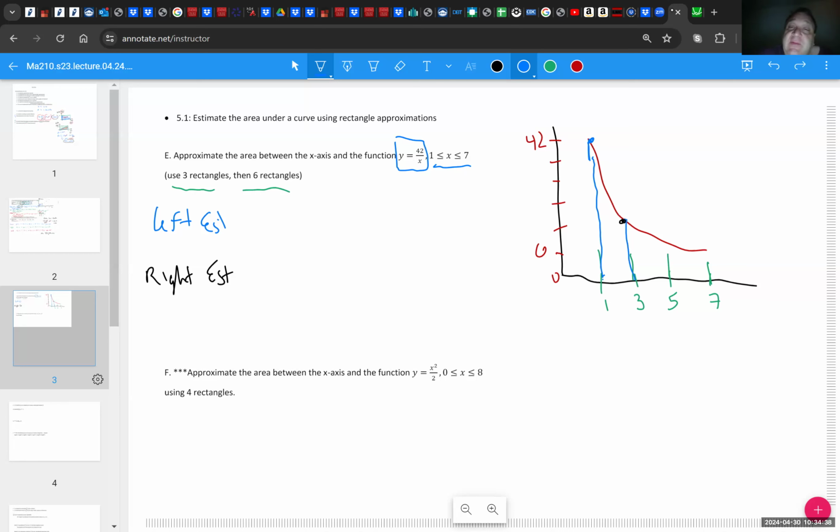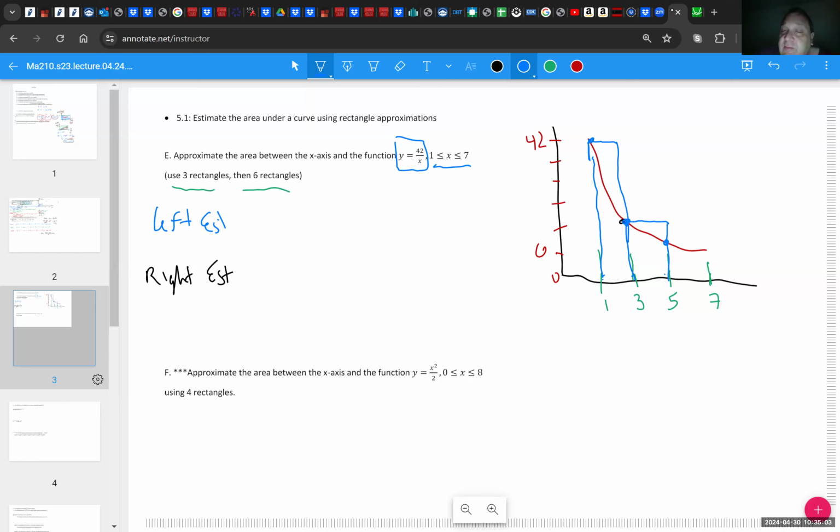So for the left-hand estimate for this first thing, we have to figure out this height here and figure out the area of that rectangle. In the second rectangle, it's from 3 to 5. 3 is right here, 5 is right here. These are the y values. I'm going to be choosing the left-hand y value to make my height. So I go over from the left-hand y value and down. So that's my second rectangle.